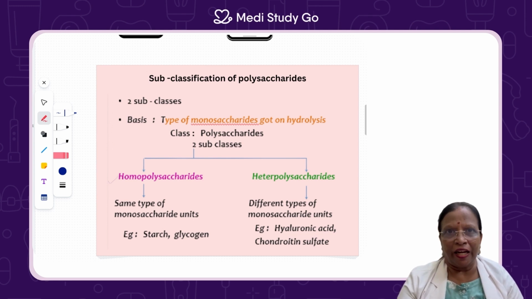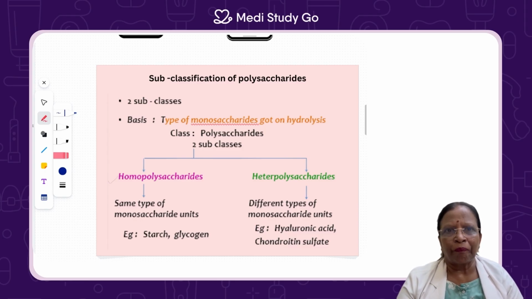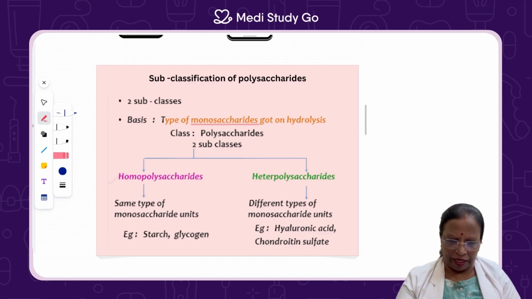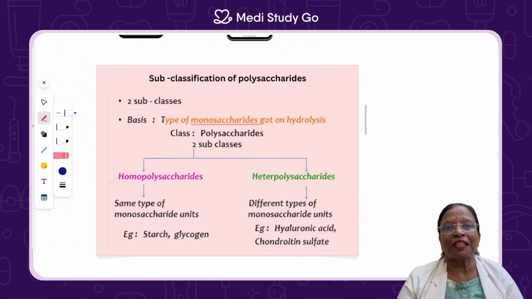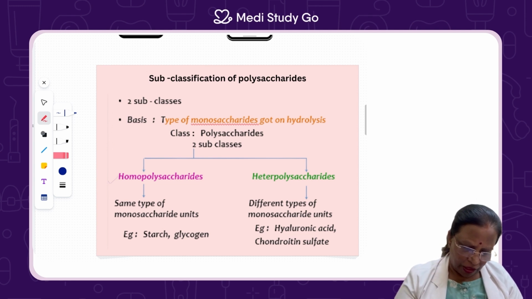Heteropolysaccharides, on the other hand, on hydrolysis, give rise to either monosaccharides or their derivatives. So they have different types of monosaccharides in heteropolysaccharides. Examples: hyaluronic acid, chondroitin sulfate, dermatan sulfate, heparin, heparan sulfate, keratan sulfate, and you have agar, agarose, pectin. All these come under heteropolysaccharides. Now let's see homopolysaccharides first.